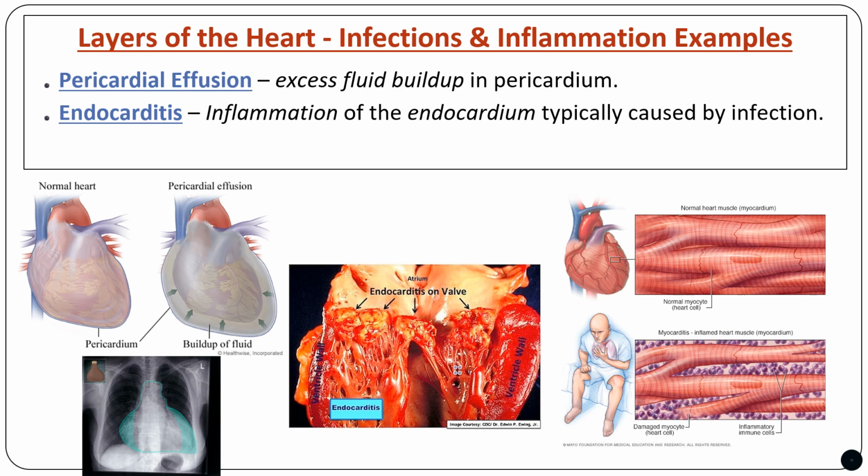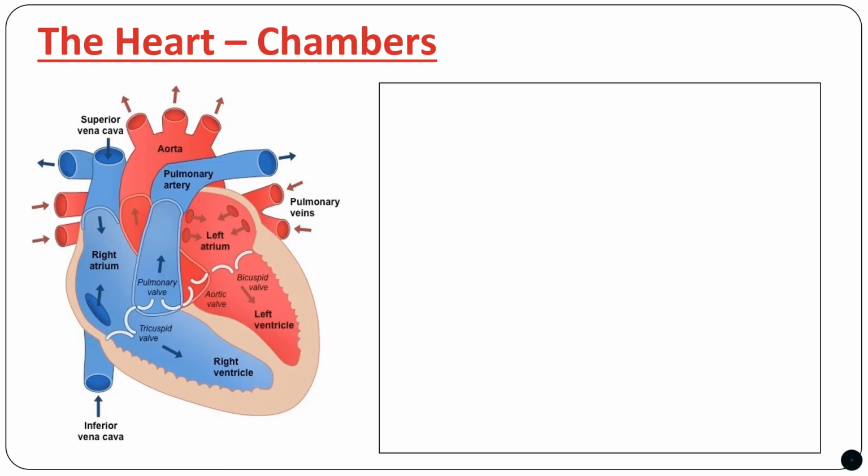Pericardial effusion is whenever we have an excess buildup of fluid in the pericardium. And endocarditis is inflammation of that endocardium. This is typically caused by infection. We can also have myocarditis. This is going to be inflammation of the myocardium, or that muscle tissue that's going to make up that inside.